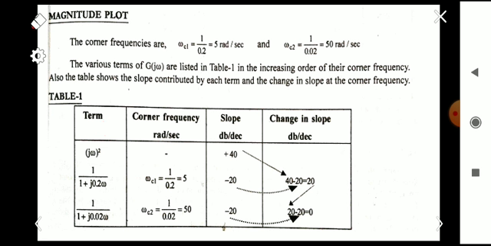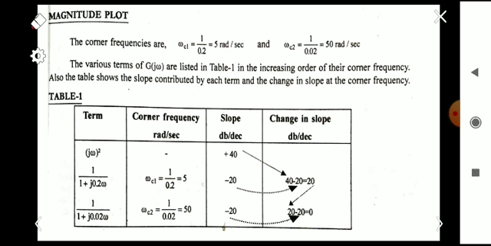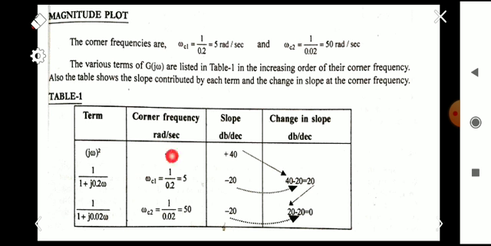Okay, and in the first column we have to write the terms. I have already said that there are 3 terms for the function, that is (j omega) squared, and another one is 1 by 1 plus j 0.2 omega, and 1 by 1 plus j 0.02 omega. So we have to write these terms in increasing order of the corner frequency. We know that the (j omega) squared term will not have a corner frequency, so it is written first, and after that we know that the corner frequencies are 5 and 50 for the 2 terms.